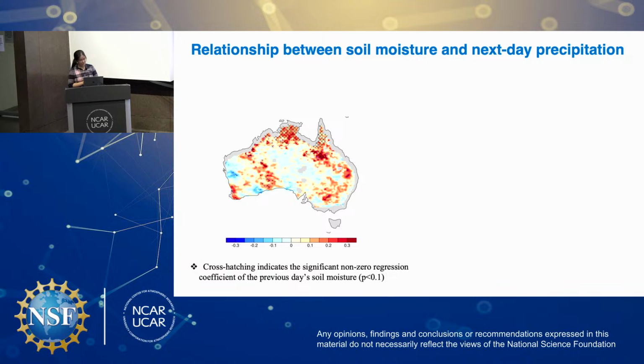Okay, so here's the result. The map shows you the feedback between soil moisture and next day precipitation. The cross-hatching shows the significant areas. A positive value means that the inclusion of soil moisture will increase the probability of precipitation, and a negative value means that the inclusion of soil moisture will reduce precipitation probability. And so we see that there is a very significant feedback in the north of Australia.